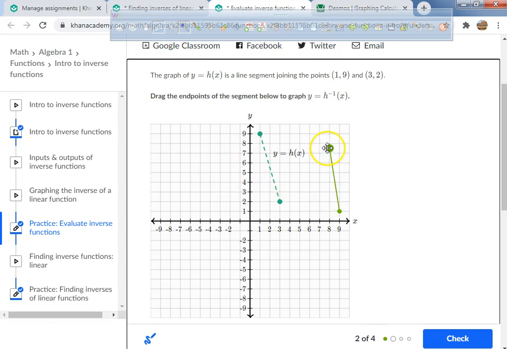All right, so let's see here. We have a 3 and a 2, right? What's the inverse of a 3 and a 2, everybody? A 2 and a 3. So I have to plot 2 and a 3.